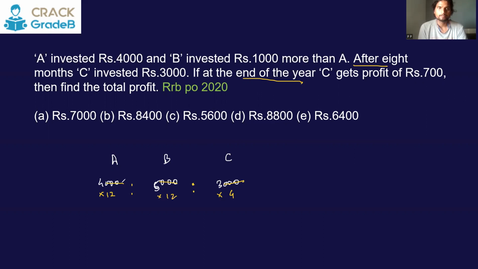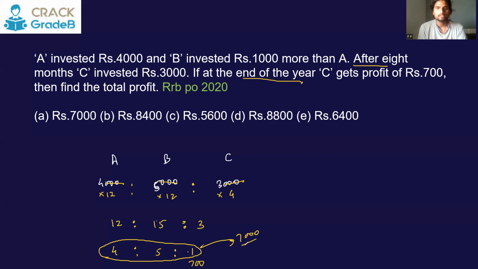We can let go of 0 zeros like this. Again, we can divide by 4, 4. So it becomes 12:2. 15:3. Again, we can divide by 3, 3. 4:5:1. So if C's share is 700, if one part is 700, the total, which is total profit, is 10 parts, so total is going to be 7,000. So the answer here is 7,000. If he's getting 700, he will be getting 5 times, he'll be getting 4 times. Just add these all. That will be 7,000.